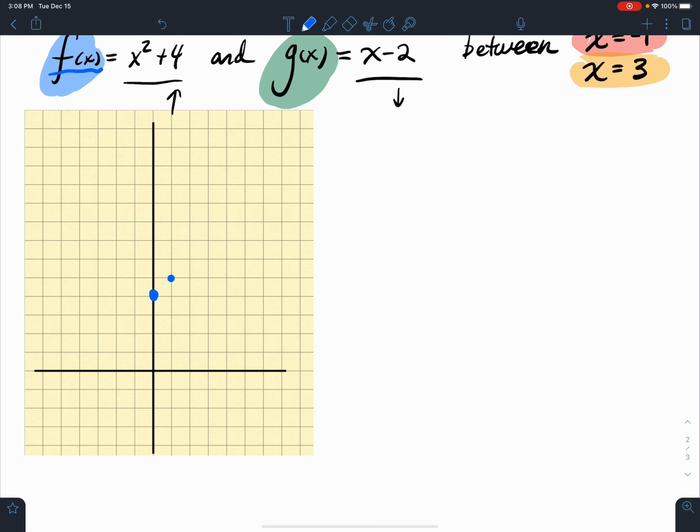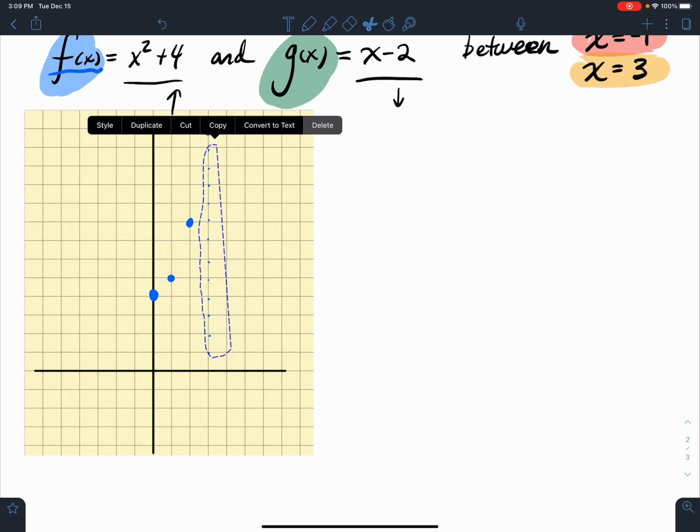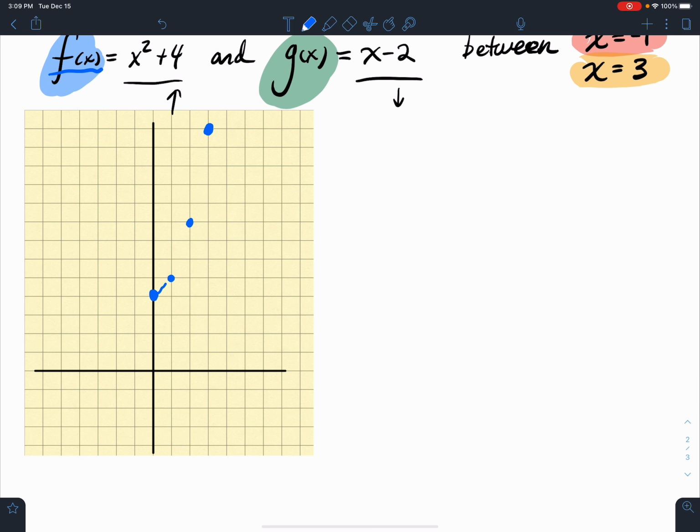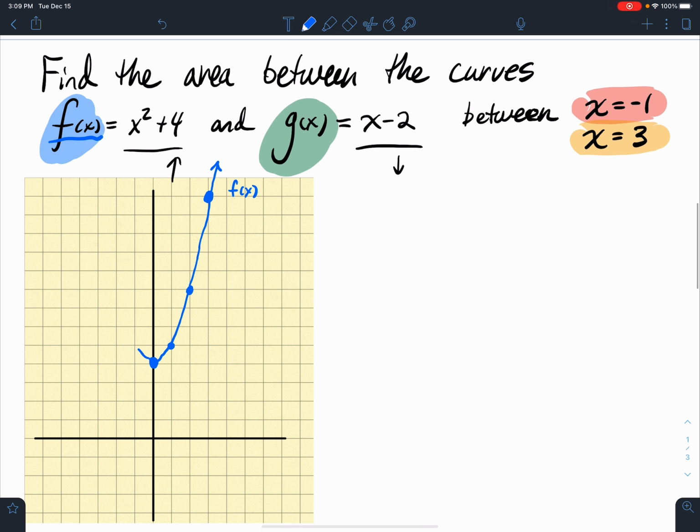So up 1 over 1, up 3 over 1. And then if I plug in a 3, I'm going to get 9 plus 4 is 13. So that's 1, 2, 3, 4, 5, 6, 7, 8, 9, 10, 11, 12, 13. So that's where that point is there. Okay. So parabola, this is f of x. And then it also mirror image on this side, just like that.